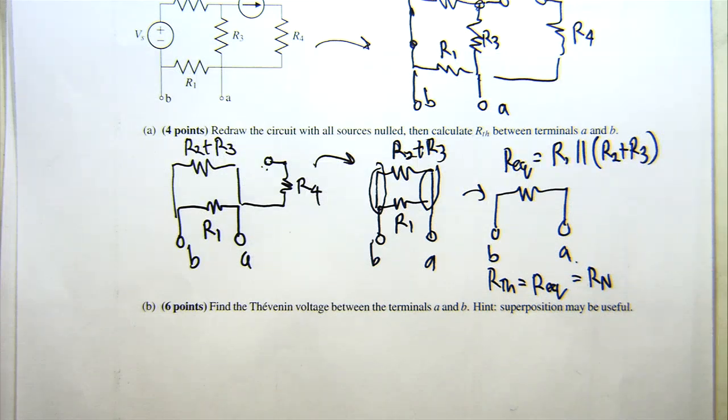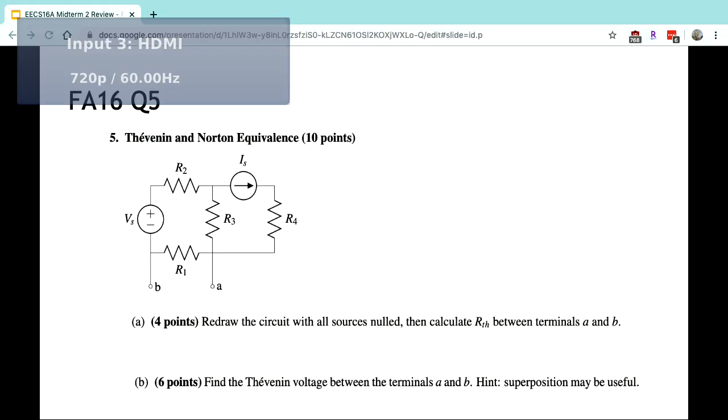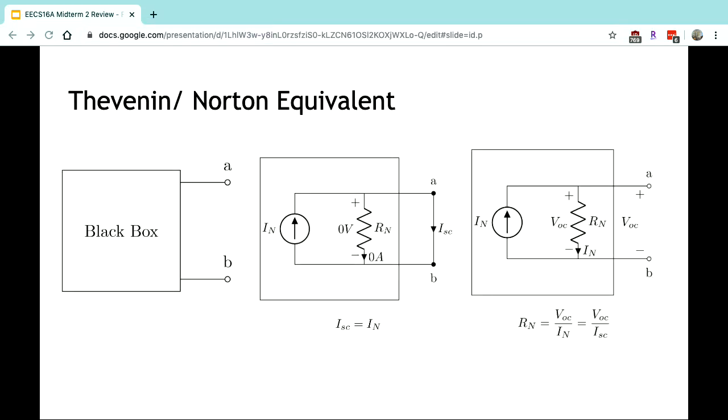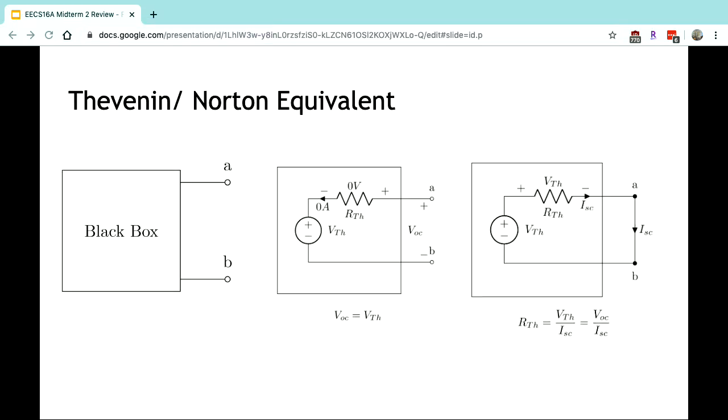In part B, they're asking, find the Thevenin voltage between... Oh, there's a question? Okay. So let's see. Could you switch back to the slides real quick? Okay. If we go back to the part where we're looking at Thevenin and Norton, right? So if you look in these diagrams, if I were to say I turn off the voltage source here, right, and I replace that with a short, then what's left in between terminals A and B?